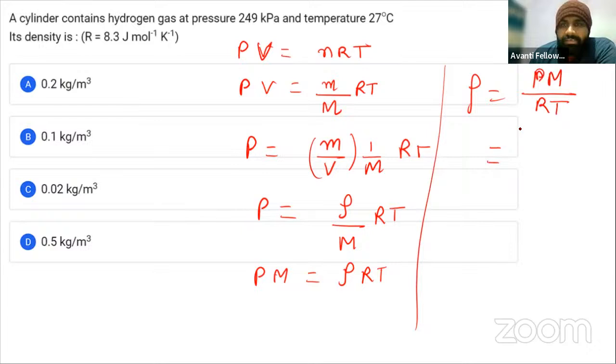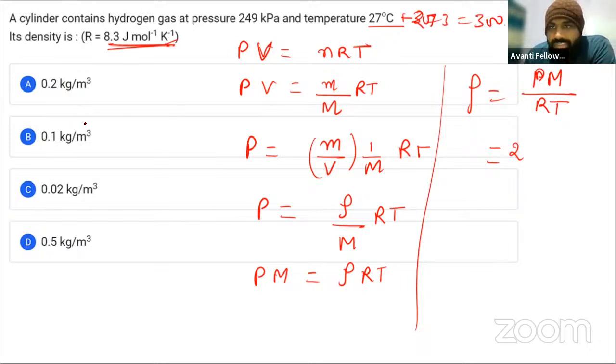Now for hydrogen gas, we know that the molecular mass of hydrogen gas is 2 gram. So pressure is 249. Now, according to this, you need to put the units. Temperature is in degrees Celsius, but in R it is in Kelvin, so you need to convert degrees Celsius into Kelvin. You need to add 273, it will become 300. So option A you are saying. Yes, you are absolutely correct. Very good. Brilliant. Keep it up. Option A is the correct one.